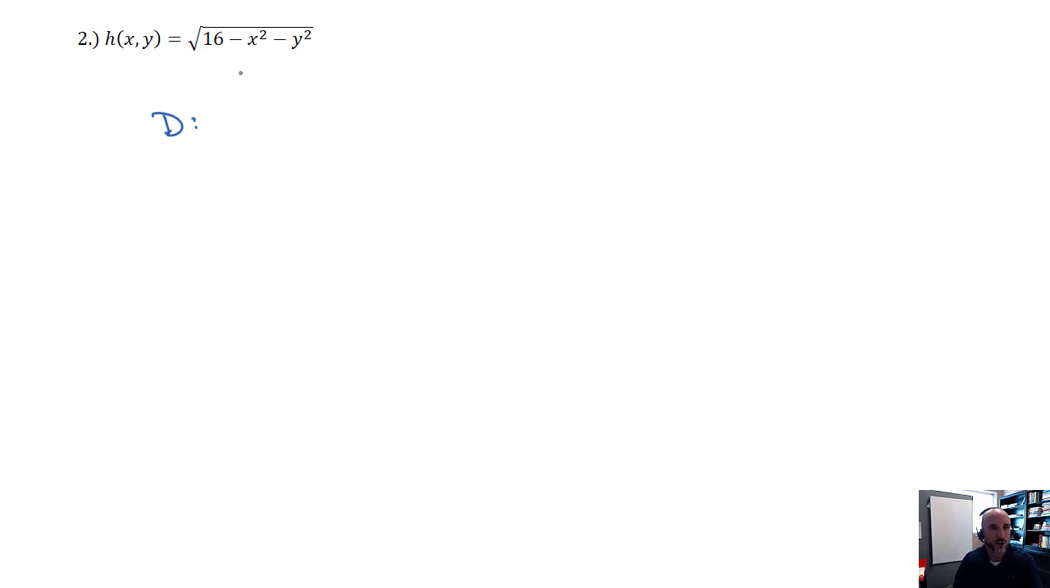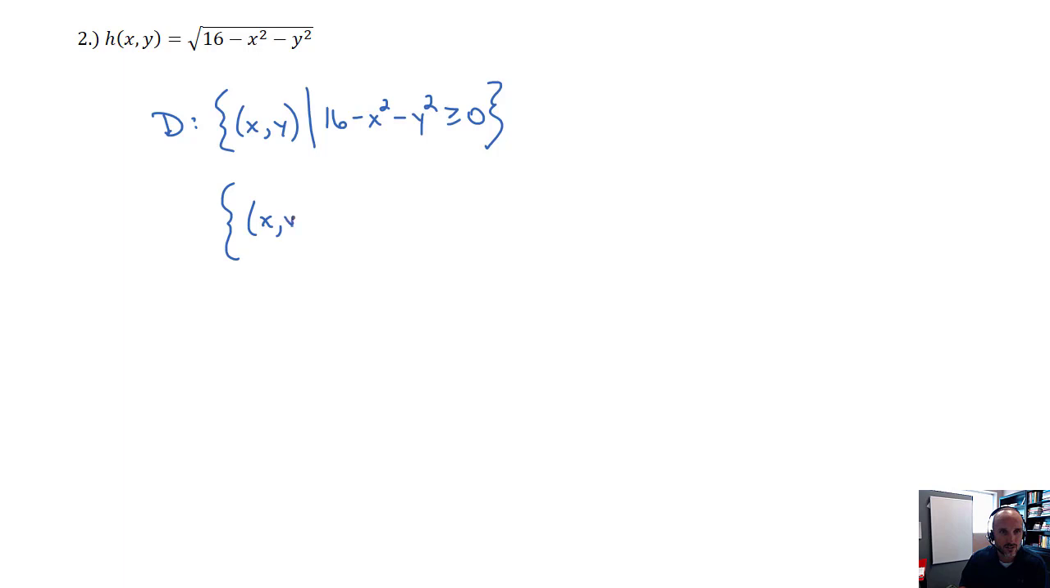Okay, so for our domain, we've got a square root. So our domain is going to be the set of all ordered pairs x and y, such that what's under the square root, 16 minus x squared minus y squared, is greater than or equal to 0. Well, you might recognize this. This has something to do with a circle. So this is an okay answer for domain, but we can understand it even better.